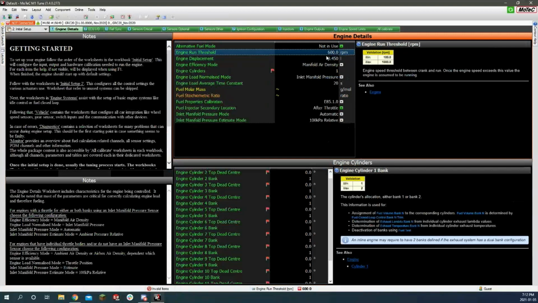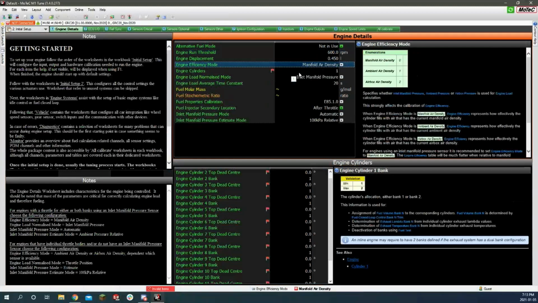Engine run threshold, that's just to distinguish between cranking the engine and it actually running. Because when you're cranking the engine, you supply it with more fuel, typically right off the start, to try to get it to fire up. Because when the engine's totally dry, it doesn't have any fuel sitting in the intake manifold, and it needs an extra boost to get started.